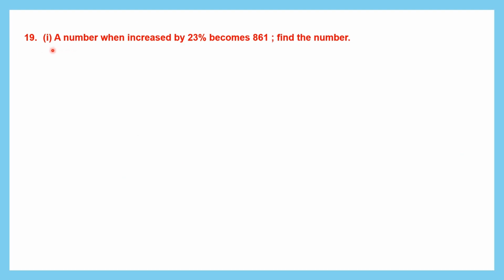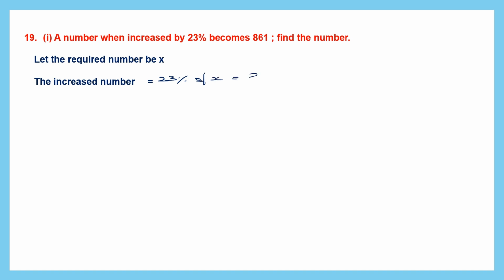Question 19, the first question here. A number when increased by 23% becomes 861. Find the number. So let's consider the number to be x. So the increase is 23% of x, which is 23 by 100 of x, that is into x. So this is equal to 23x by 100. This is the increase.